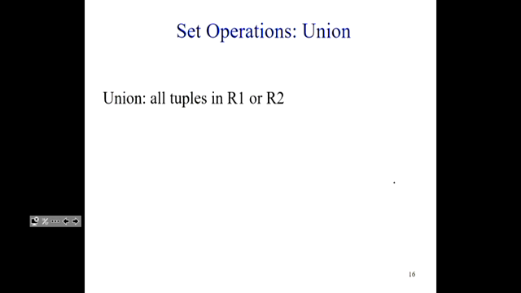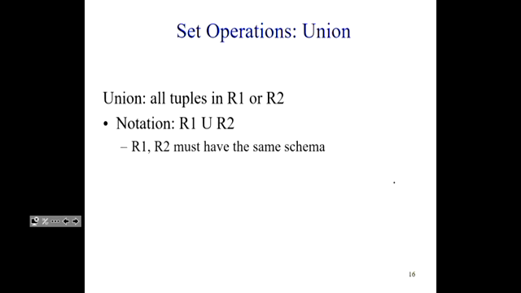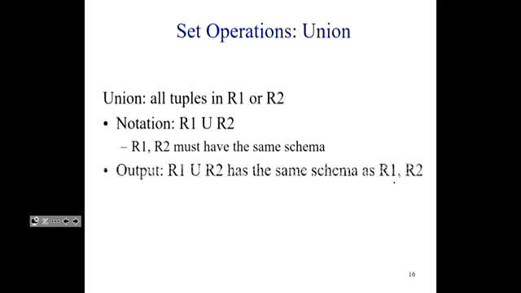The union operation takes a union of two relations, R1 or R2. The notation for the union operation is R1 ∪ R2. Important caveat here: R1 and R2 need to have the same schema in order for you to be able to do this operation. If they don't have the same schema, it is meaningless to do a union. It is not allowed. Okay, so they have to have the same schema. And the output R1 union R2 has the same schema as R1 or R2.